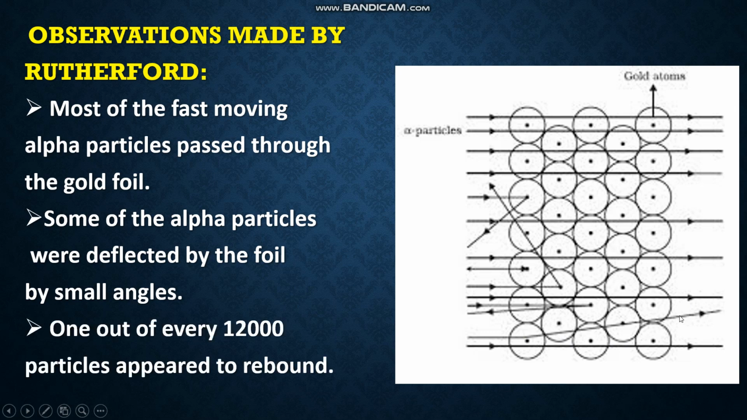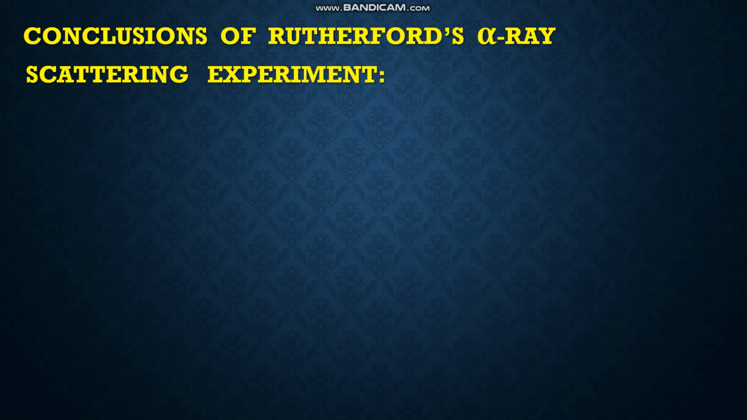One out of every 12,000 particles appears to rebound. Rebound means bouncing back. So out of 12,000, only one particle, a very small fraction, was bouncing back. This calculation is given to help us understand how small the fraction is. So from these observations, what did he conclude? Let us see.